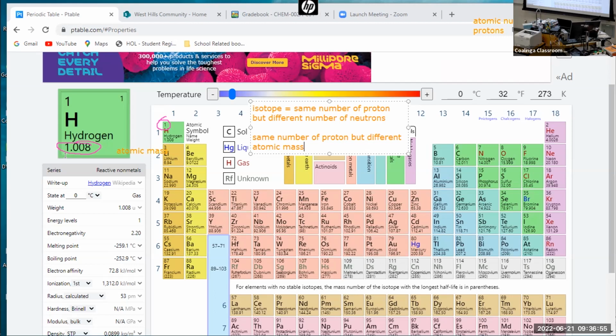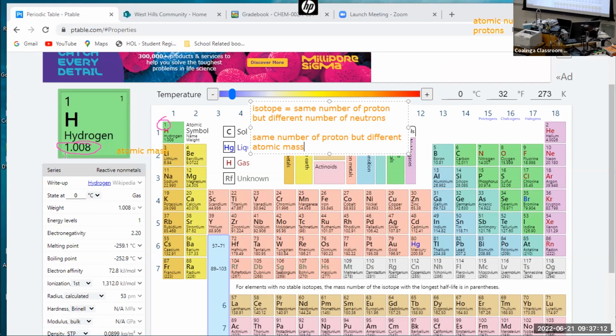How many protons does hydrogen have? 1. So then how many neutrons must hydrogen have? 1. This deuterium has 1. Do you guys get that?